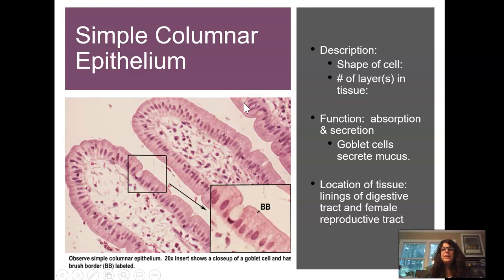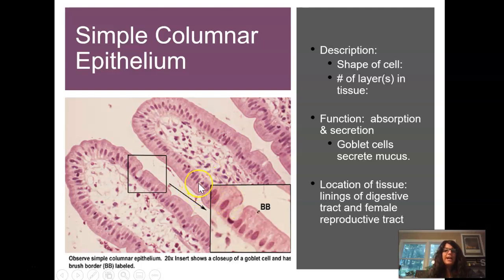Last epithelial tissue is simple columnar. So you can see these long columns of cells. Each of these dark dots is the nucleus. So if we blow up one little section, you can see here's a cell, here's a cell, here's a cell. So there's only one layer, remember, one layer right here, because it's simple. Columnar is the cell shape, the long columns. Its job is to absorb and secrete.